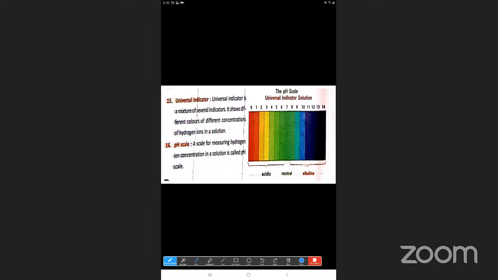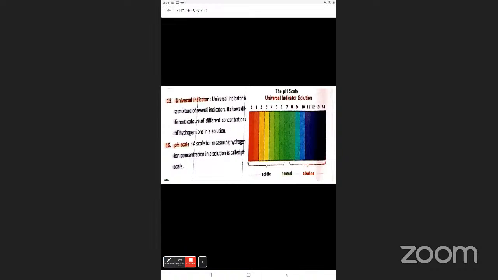And next one, pH scale. This scale is used for measuring hydrogen ion concentration in a solution. A scale for measuring hydrogen ion concentration in a solution is called the pH scale. You can see the pH scale here. We have 0 to 14 on this scale. 7 is neutral, 1 to 6 are acidic in nature, and 8 to 14 are bases or alkaline. So this scale is used for hydrogen ion concentration in a solution. We'll learn more about the pH scale in further classes.